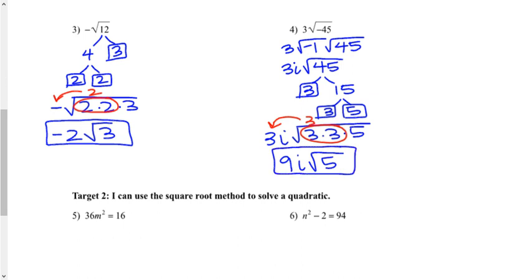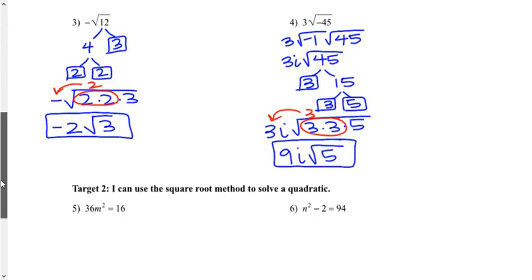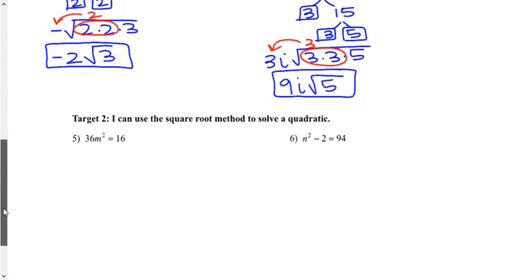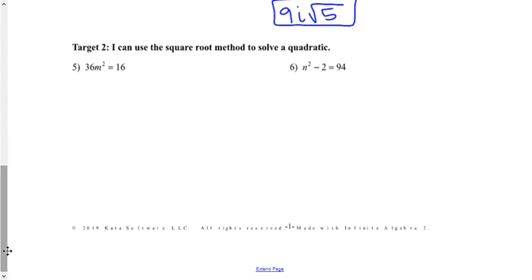And that is my answer. Whenever you have a negative under the square root, you're always going to end up with an i in your answer. Alright, target 2 stuff.